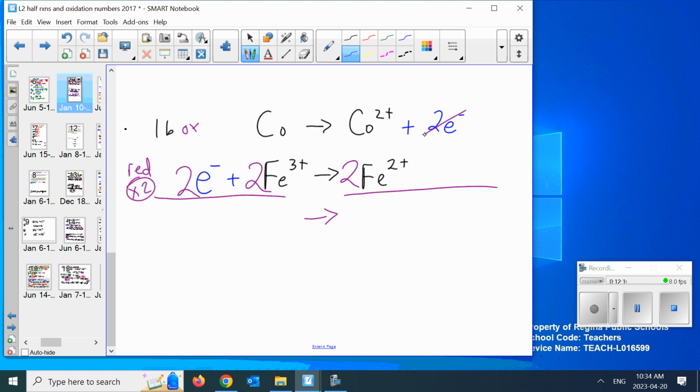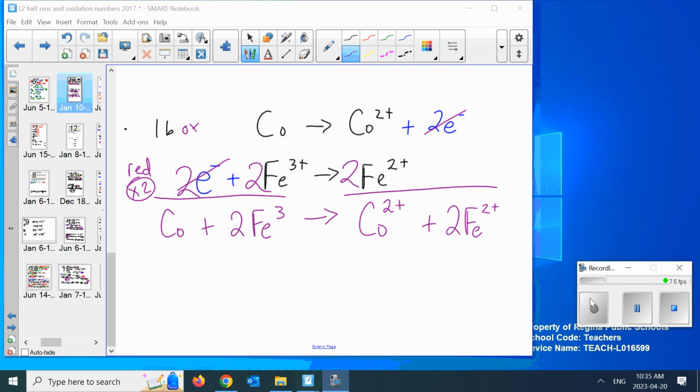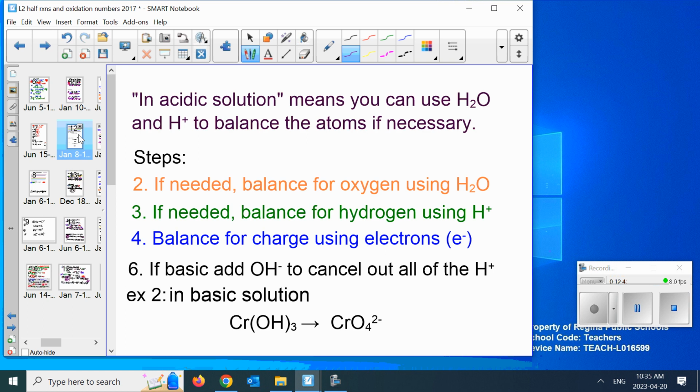Now, 2 electrons out, 2 electrons in, they cancel. That's what you need. Then I just write down what's left over. Cobalt on the left side, 2 iron, 3 off. Cobalt ion plus the iron 2 ion. There we go. Simple half reactions add together. This is a balanced full reaction.